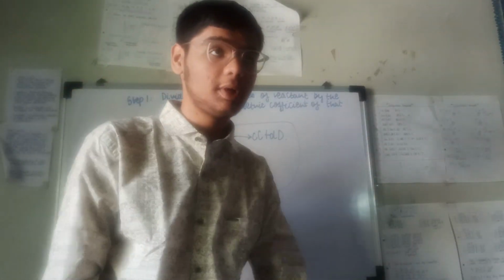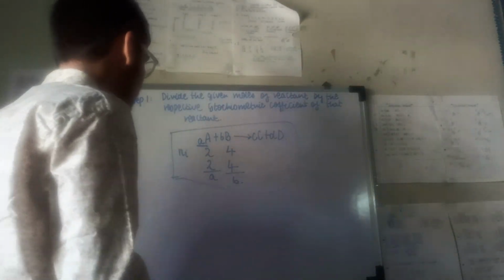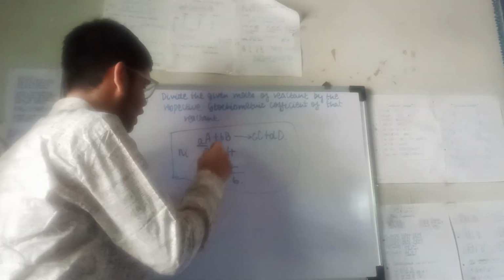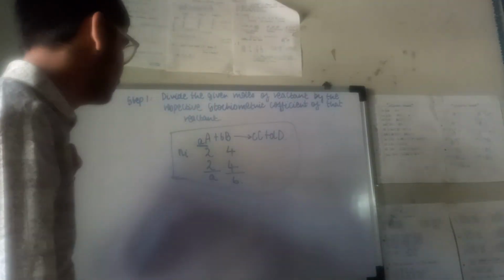Now note down the first step. I will revise the first step again. Divide the given moles of reactant by respective stoichiometric coefficient of the same reactant. Means suppose moles given of A are 2, then 2 by small a, that is stoichiometric coefficient, we will divide. This is the first step. Okay.